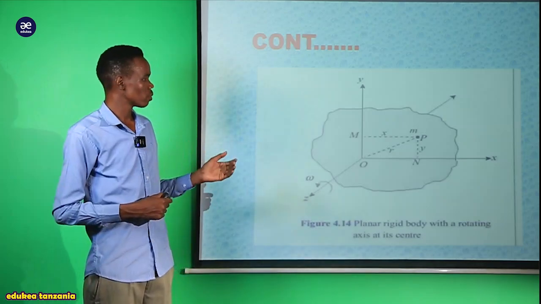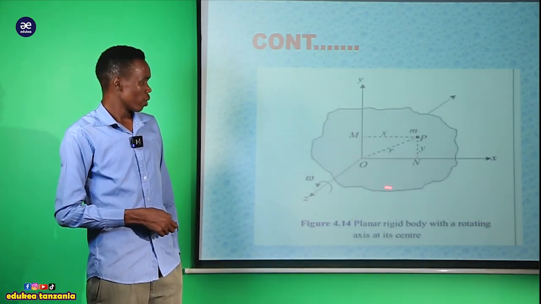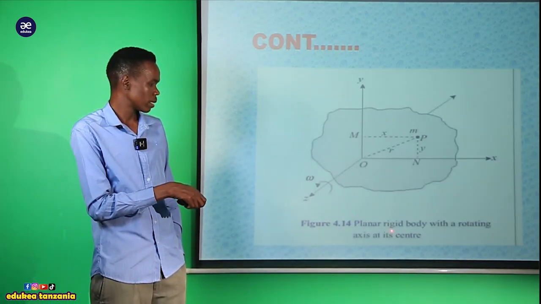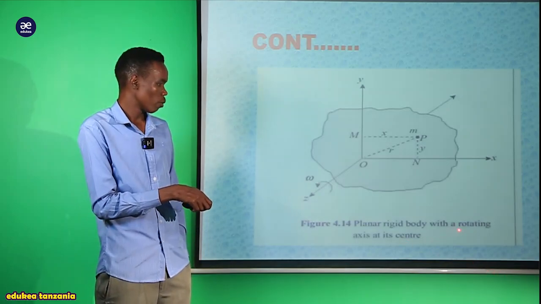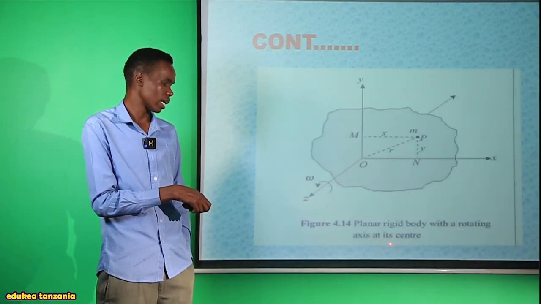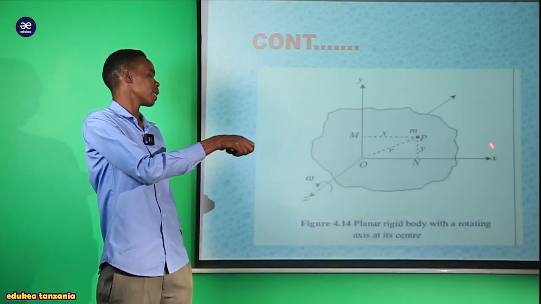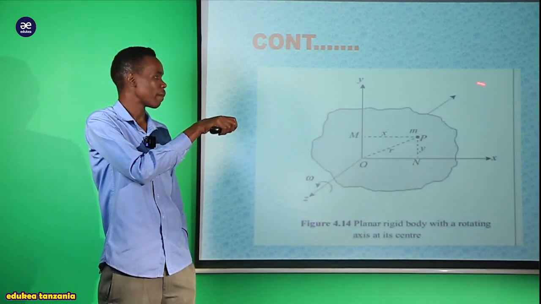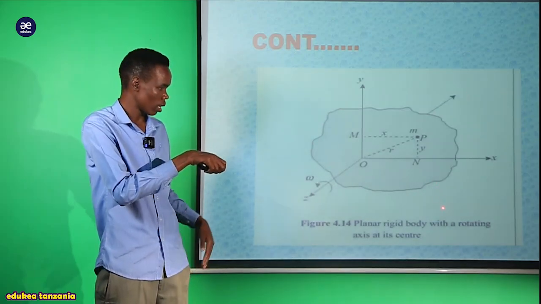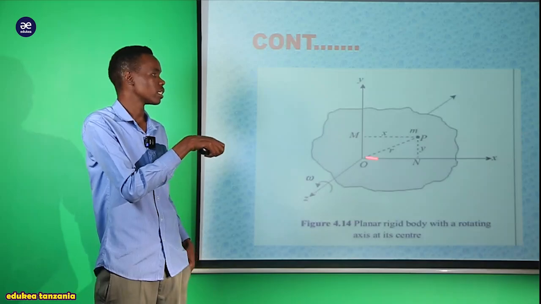So our figure, as we observe here, represents a planar rigid body with a rotating axis at its center. We have this planar body which tries to rotate about an axis at its center.